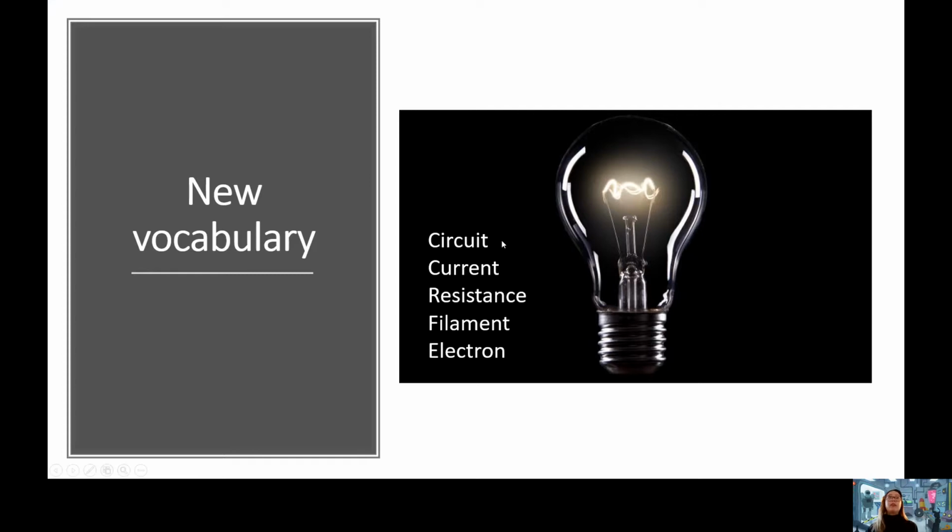Current is the electricity that flows through a circuit, which are moving electrons flowing through a circuit that allow the light bulb to shine.